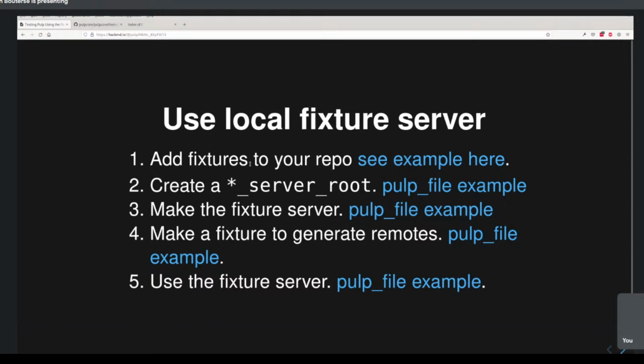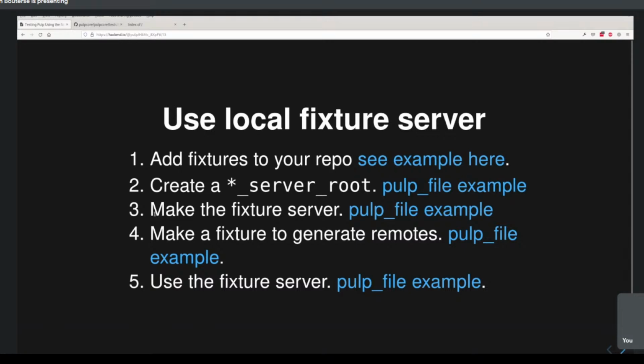That's the example. Then what you're going to do is define the root of the fixture server, and we'll look at that in a second. This defines what area of your repository's directory structure is where the fixtures come from.